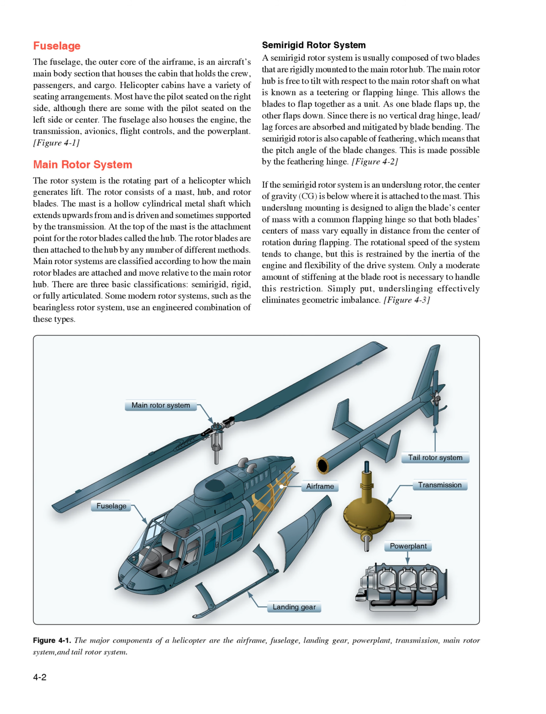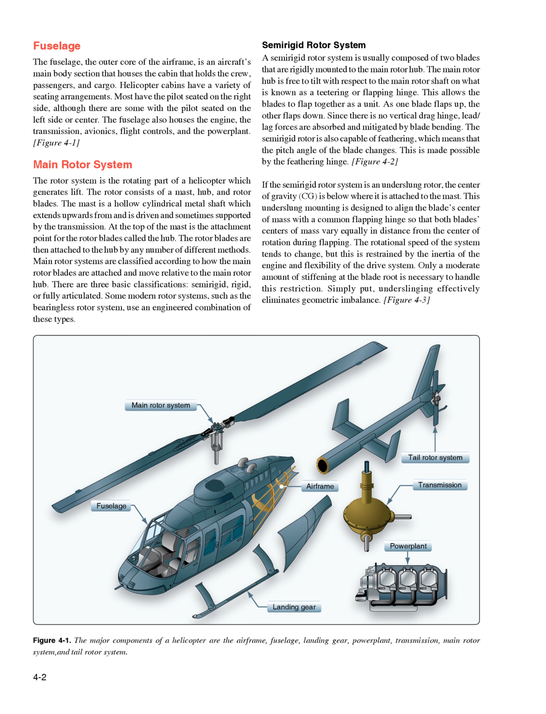Figure 4.2. If the semi-rigid rotor system is an underslung rotor, the center of gravity (CG) is below where it is attached to the mast. This underslung mounting is designed to align the blade's center of mass with a common flapping hinge so that both blades' centers of mass vary equally in distance from the center of rotation during flapping. The rotational speed of the system tends to change, but this is restrained by the inertia of the engine and flexibility of the drive system. Only a moderate amount of stiffening at the blade root is necessary to handle this restriction. Simply put, underslinging effectively eliminates geometric imbalance.